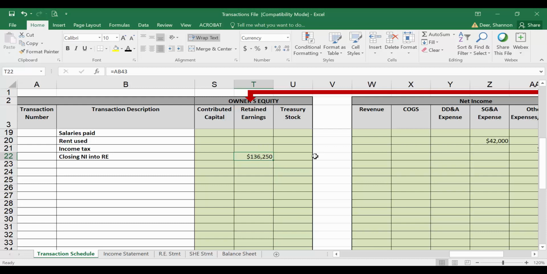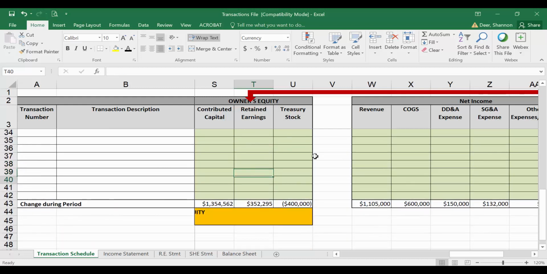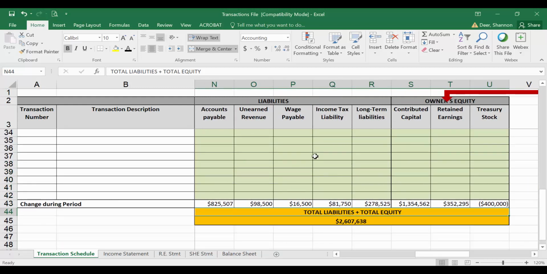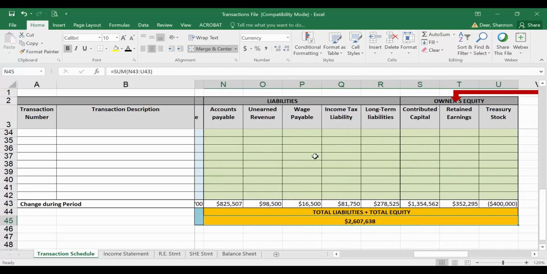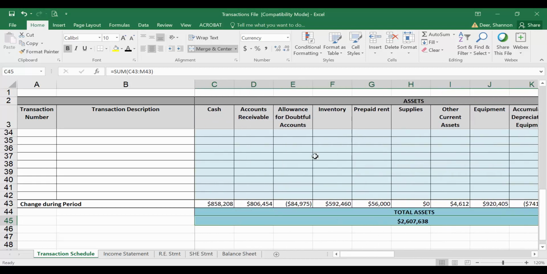Now let's look at the moment of truth and see if our transactions balance. So we're going to go down here to total liabilities and total equity, and we have $2,607,638. Let's hope we have that same thing in assets and did everything correctly here. And we do. So good job, team. We got that right. So we've recorded all of the transactions here.